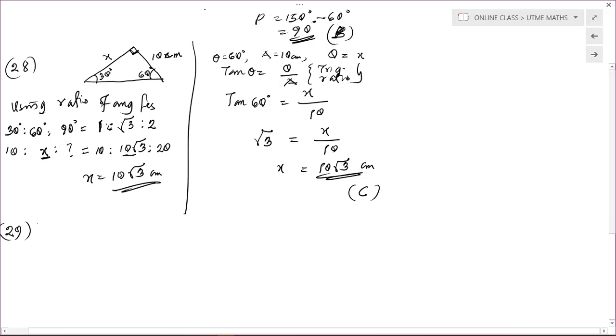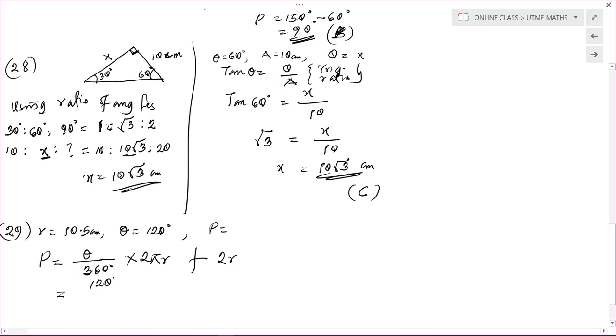In this case, we are given radius as 10.5 centimeter. The angle given to us is 120 degrees. We have to find perimeter. How do we find perimeter of the sector? Perimeter of the sector is theta over 360 degrees times 2 pi r plus 2r. Now theta is 120 over 360 degrees times 2 times 22 over 7 times 10.5 plus 2 times 10.5.